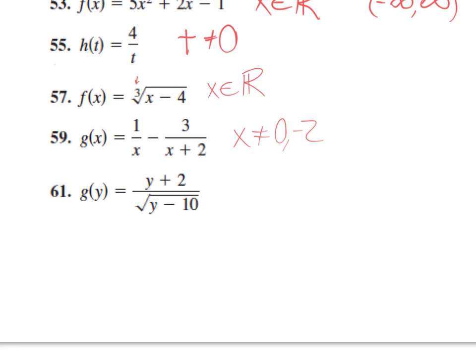But this says y. It doesn't say x. So what is our independent variable in this case, though? Y.